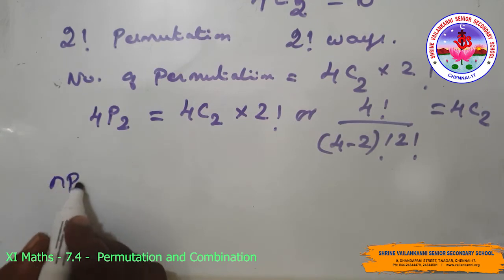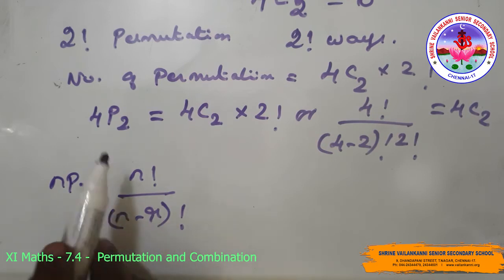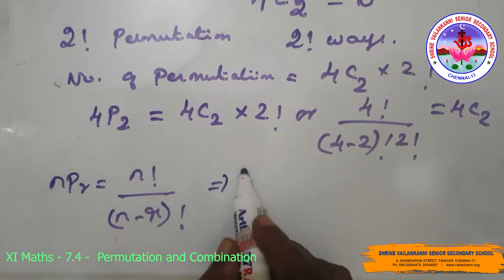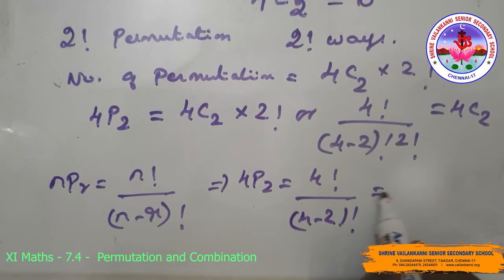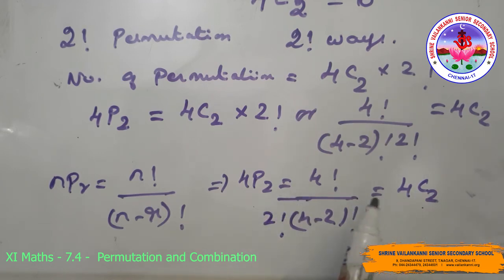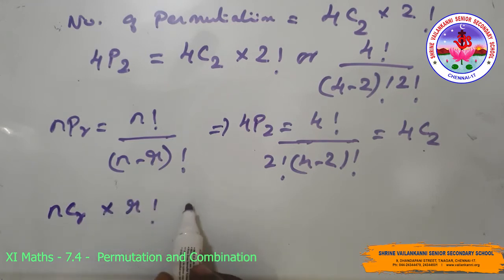So using the formula nPr, which is n factorial by (n minus r) factorial, 4P2 is 4 factorial by (4 minus 2) factorial, which is equal to 4C2 into 2 factorial. So this 2 factorial comes here. So 4C2 is 4 factorial by 2 factorial into (4 minus 2) factorial, which is nCr into r factorial equal to nPr.